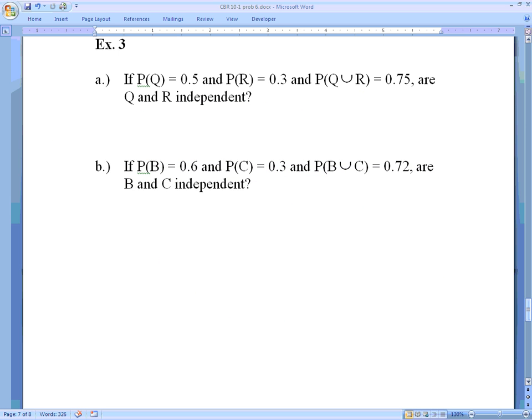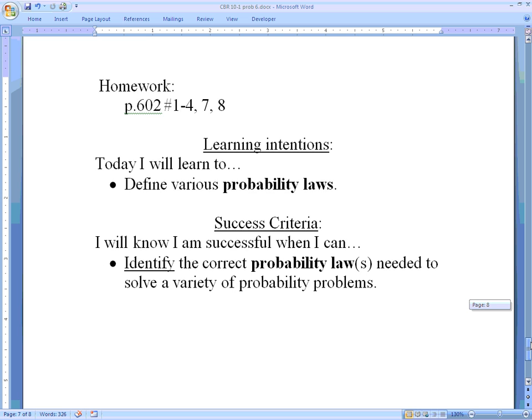So those are some uses of probability formulas. There are some more examples of this on page 602, numbers 1 through 4, 7, and 8. And again, what we really want to be focusing on is using these formulas, but knowing when to use which formula.